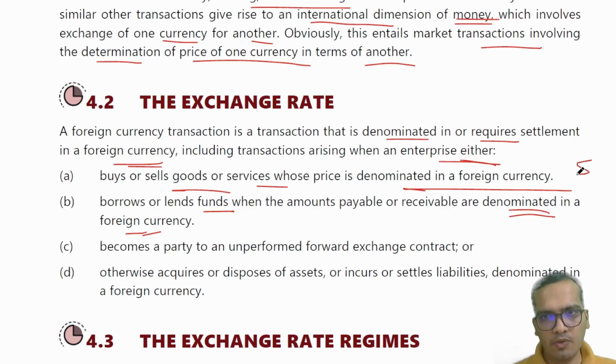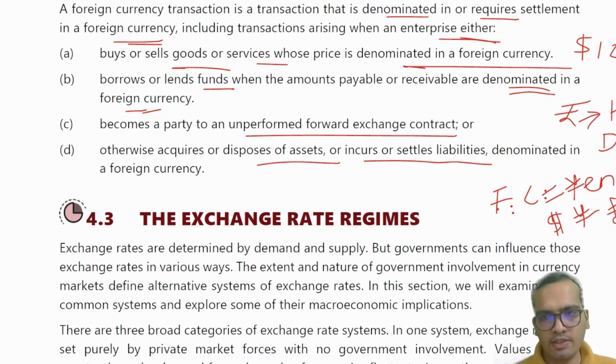पहला मतलब यूएस डॉलर हो गया, आईफोन 1000 यूएसडी. Similarly, इधर कुछ लोन है, बोरोइंग है. Third, becomes a party to an unperformed foreign exchange contract or otherwise acquires or disposes of assets or incurs or settles liabilities denominated in foreign currency. So foreign currency यानी yen, dollar, euro, etc.